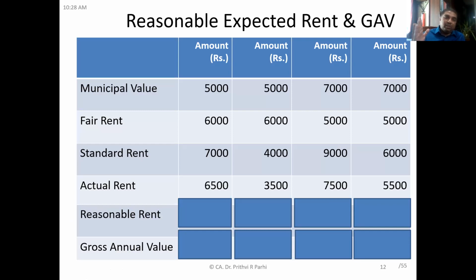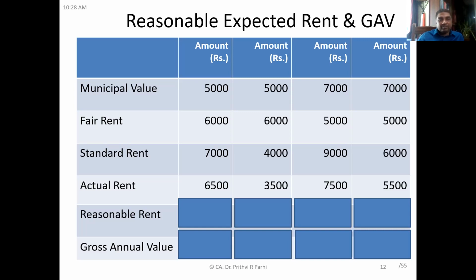First case, we'll see column wise. How much is the municipal value? 5,000. Fair rent, 6,000. Standard rent, 7,000. Actual rent, 6,500. First of all, compute reasonable rent. What is reasonable rent? Reasonable rent is the higher of the municipal value or the fair rent, subject to the standard rent.